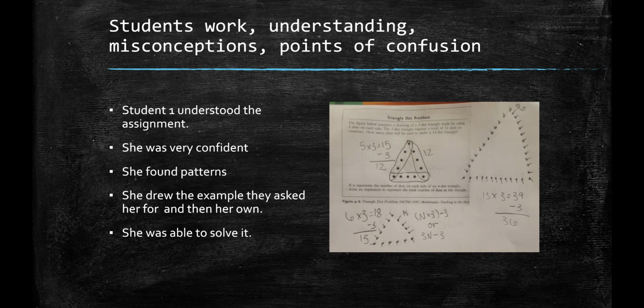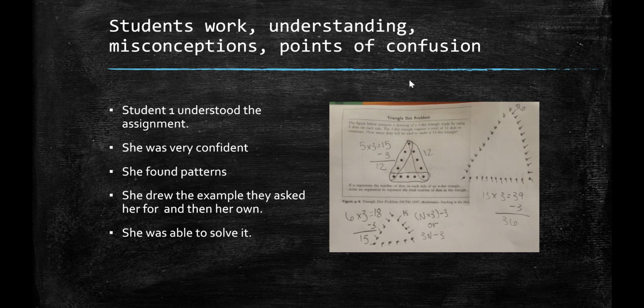She multiplied by 3, got 39, subtracted 3. So then she did one more example on her own. I didn't even ask her to do that. She did it on her own and she was able to go ahead and get it. So then she figured out promptly that her expression was n times 3 minus 3. And then she went ahead and simplified it. So she was able to solve it on her own.